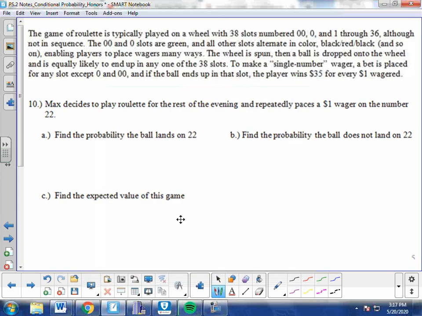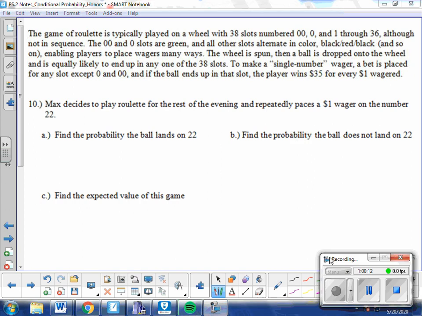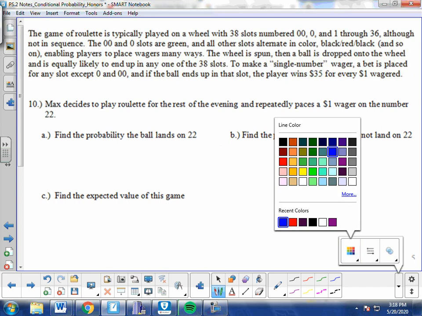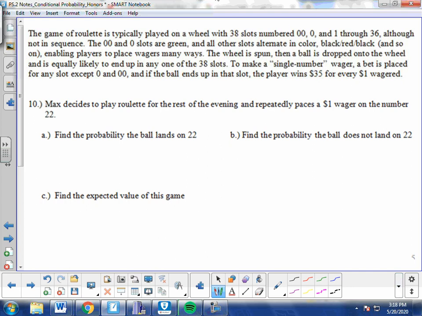So in problem 10, it says Max decides to play roulette for the rest of the evening and repeatedly places a $1 wager on number 22. Find the probability the ball will land on 22. So this goes back to basic probability here. There are 38 total slots on the wheel. The probability that we would land on 22 is a 1 out of 38 chance.